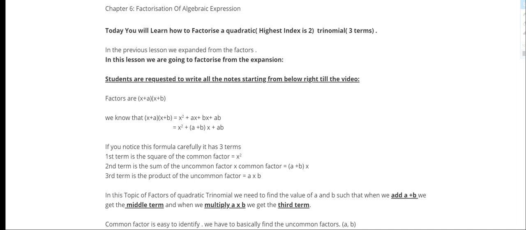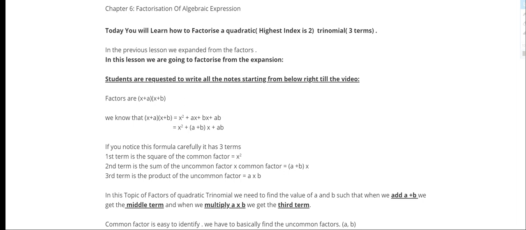Today we are going to begin with chapter 6, factorization of algebraic expressions. As you learned in the previous chapter, how to expand the factors by using the expansion formulas. Here we are going to factorize the algebraic expressions or the expansions that are given. We are going to bring it down to its factors. Let's begin with the first factor.